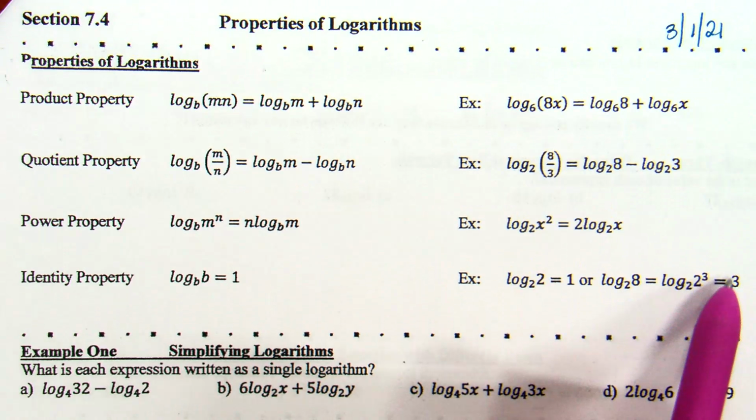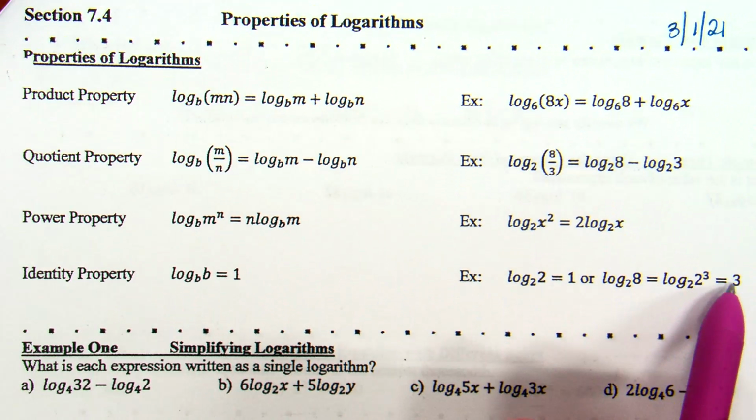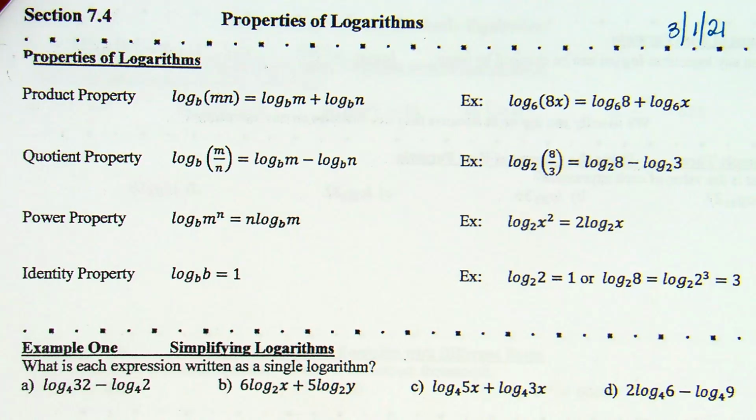The easiest thing to note is that if you have the log, and these 2's match, your log is going to be equal to whatever your power is. So here the power was 3. Here, log base 2 of 2, what's the invisible power? It's an invisible power of 1. So those are the 4 properties that we're going to be using. And as I said, today it's a lot of just practice of going back and forth between them.